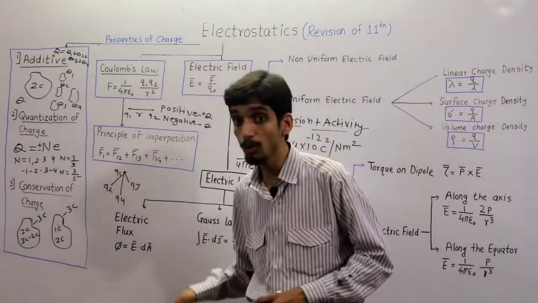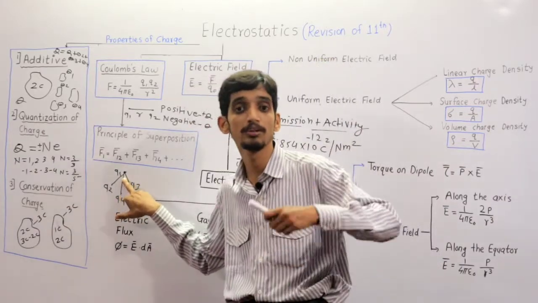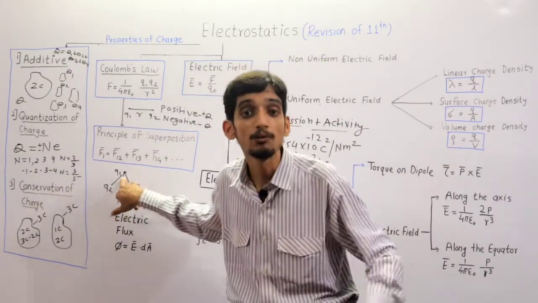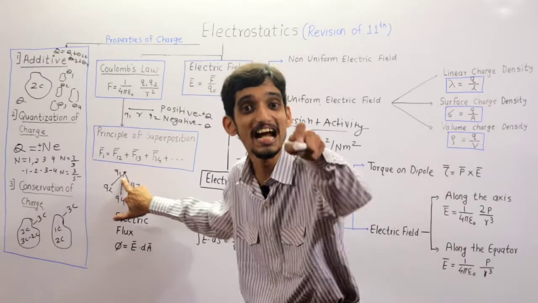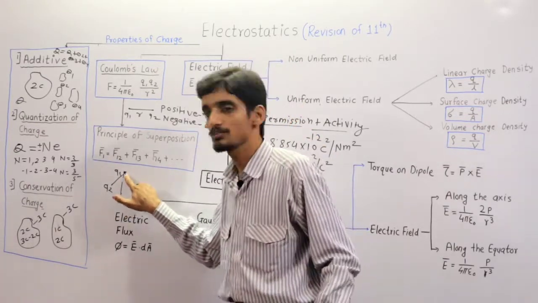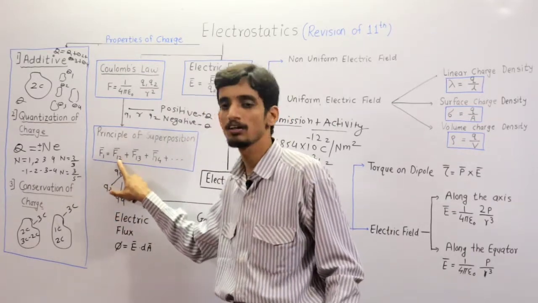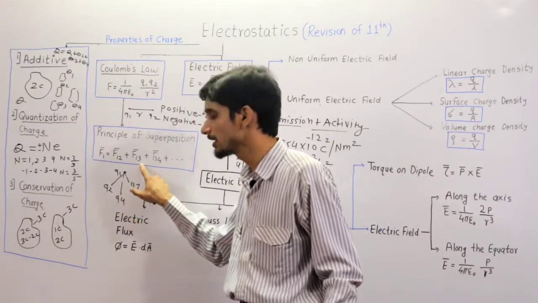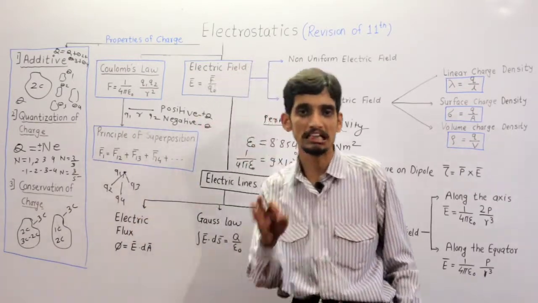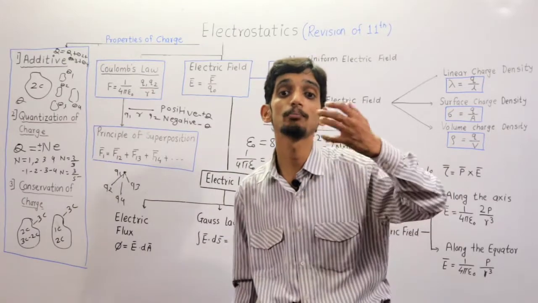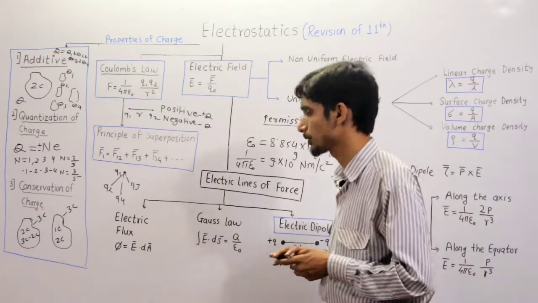It means that in a system of charges, if more than 2 charges are present and I want to calculate the net force on any charge, it is equal to the vector sum of the forces exerted by the remaining charges on that particular charge. On the Q1 charge, the force exerted by Q2 is F12 bar. The force exerted by Q3 is F13 bar. The force exerted by Q4 is F14 bar. Clear? So this is called the principle of superposition. Okay.